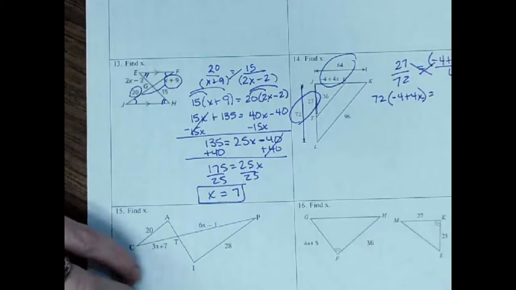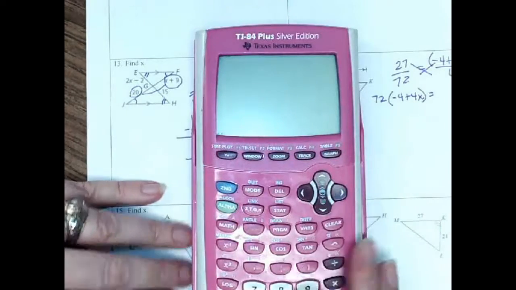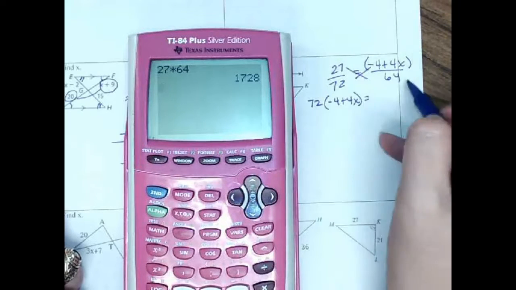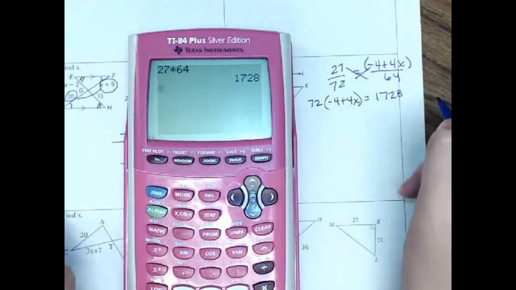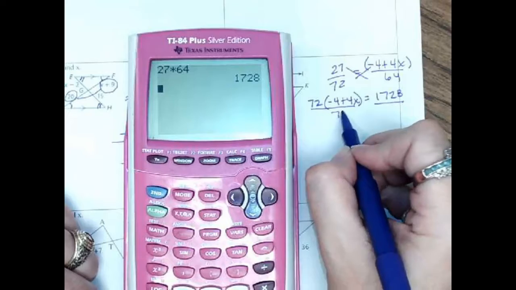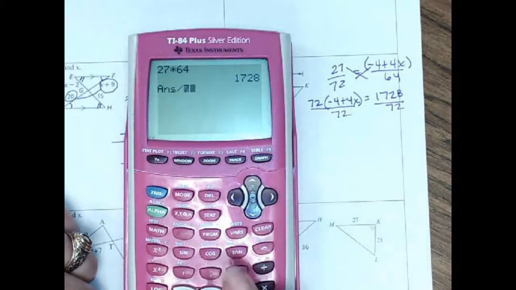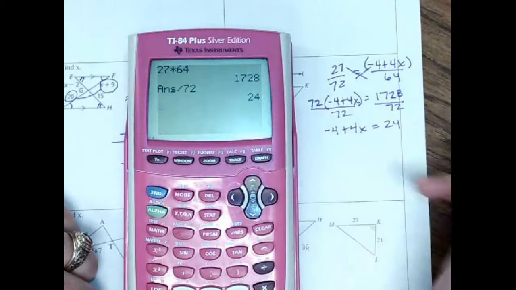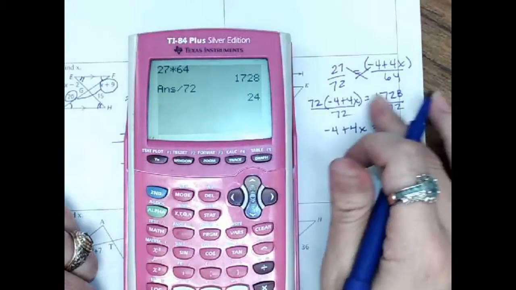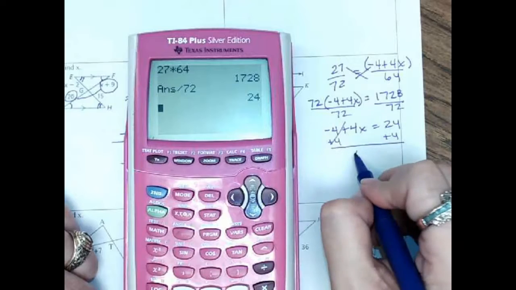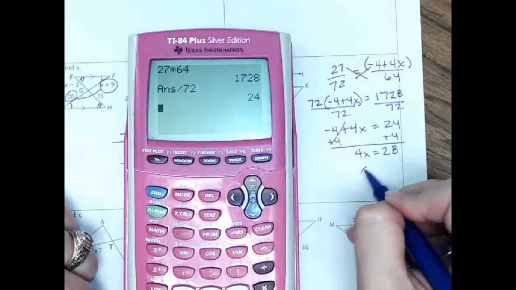And then 27 × 64. Now I showed you how to do this, and I really recommend doing it. Divide by the 72 now. It makes this number smaller and easier to handle, which just gives us this. This is a much easier number to handle than if you multiply this out. So add the 4. And x equals 7.